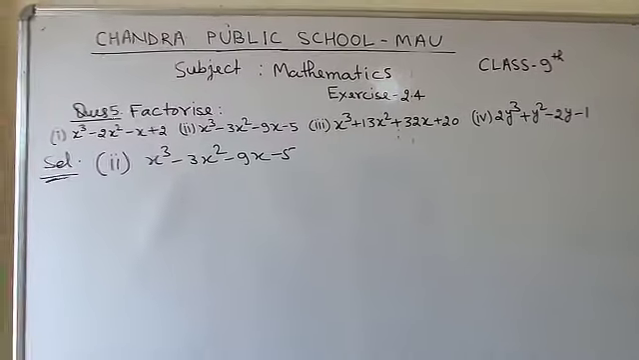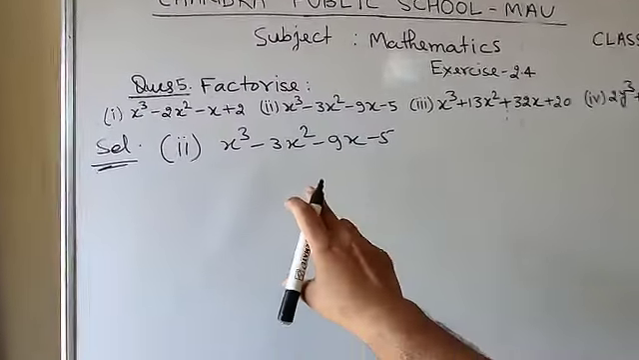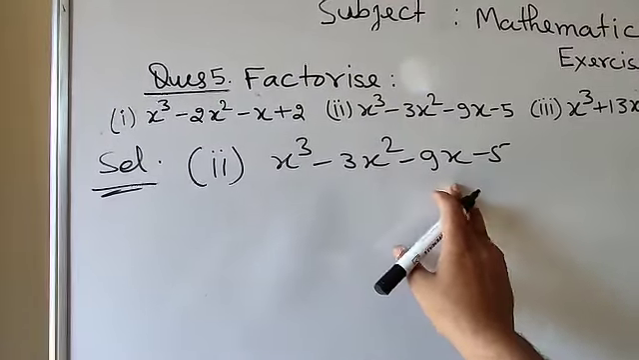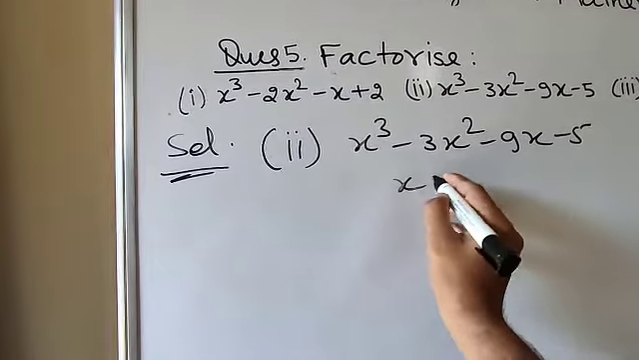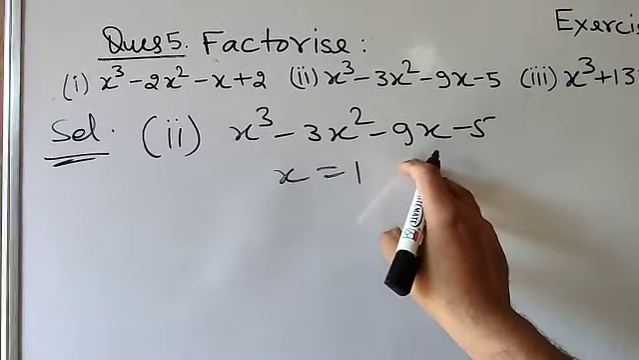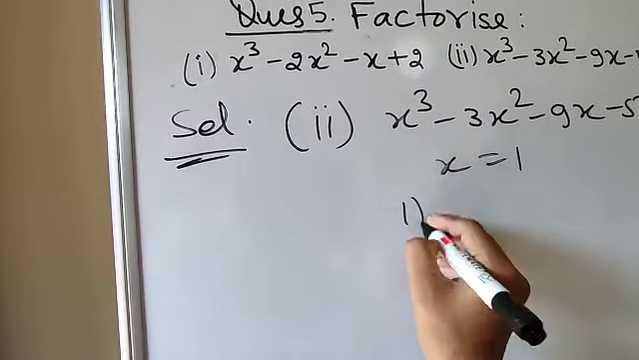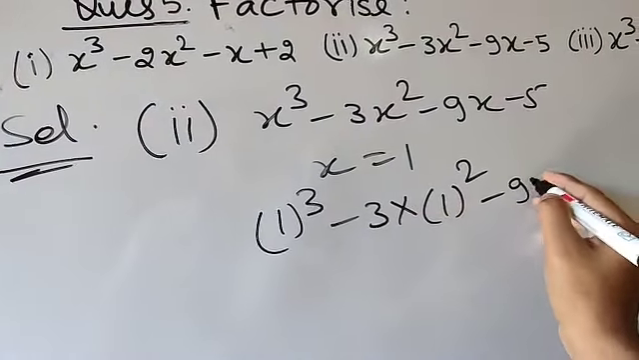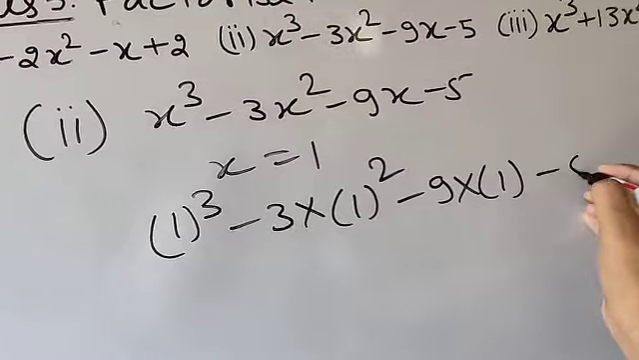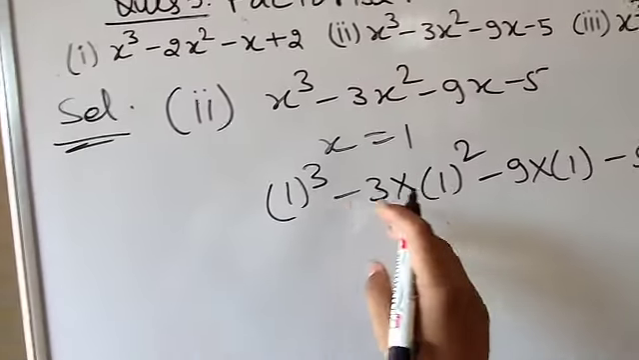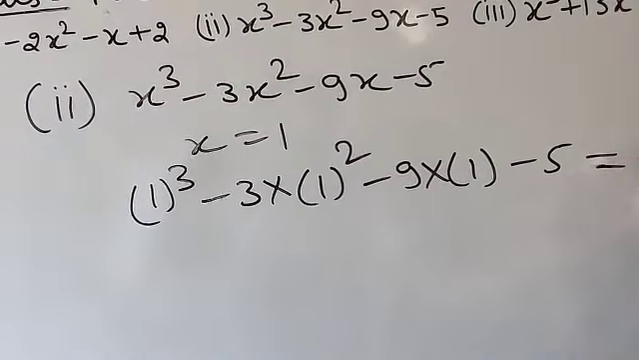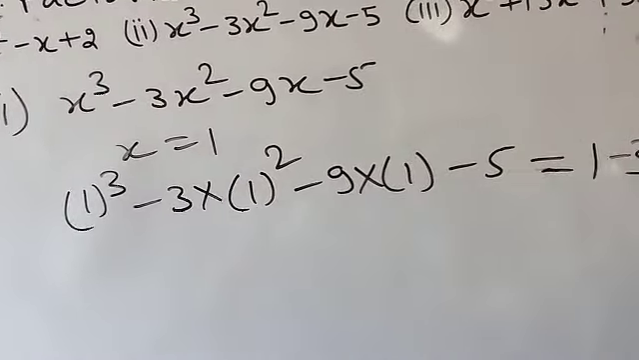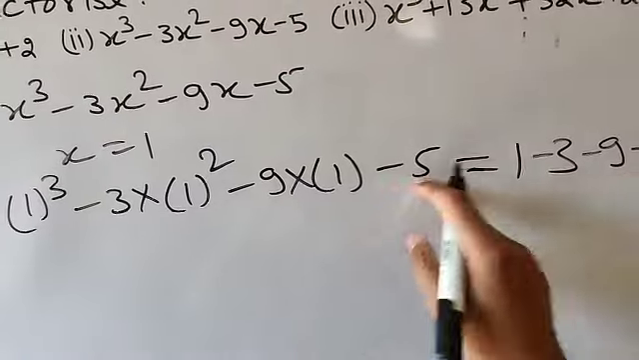So now here I have written the second part of the question, that is x cube minus 3x square minus 9x minus 5. It is the cubic polynomial. So first you need to find one of the factor. So first I am going to put x equal to 1, and I am going to check that it is 0 or not. So x cube, so it will be 1 cube minus 3 into x square, so minus 3 into 1 square minus 9 into x, it will minus 9 into 1 minus 5. So calculate it. 1 cube equal to 1, 1 square is 1, 1 into minus 3, minus 9 into 1 minus 9, and minus 5 will be as it is.